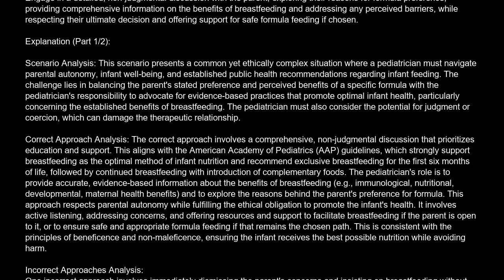This approach respects parental autonomy while fulfilling the ethical obligation to promote the infant's health. It involves active listening, addressing concerns, and offering resources and support to facilitate breastfeeding if the parent is open to it, or to ensure safe and appropriate formula feeding if that remains the chosen path. This is consistent with the principles of beneficence and non-maleficence, ensuring the infant receives the best possible nutrition while avoiding harm.